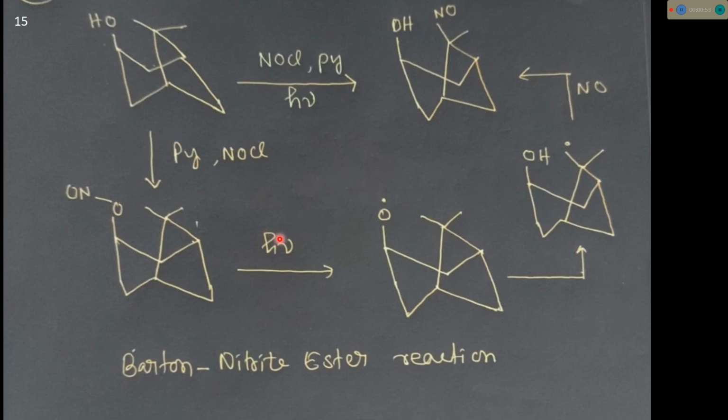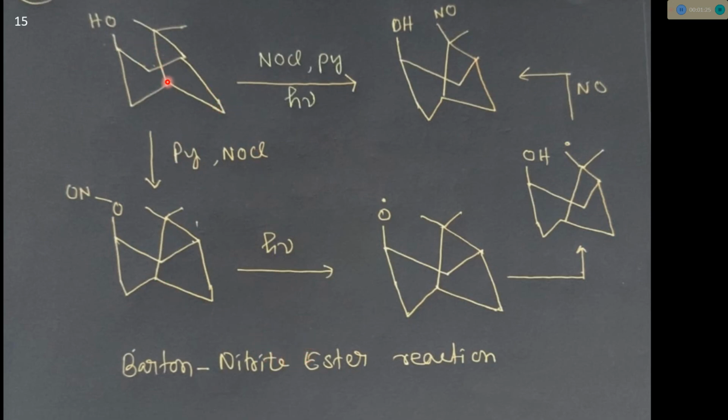So this is question number 15. We already discussed 14 questions in part 1. Now this is part 2, question number 15. In the question, this molecule was given, and NOCl, pyridine in presence of light. These are the reagents. So we already know the Barton nitrite ester reaction.